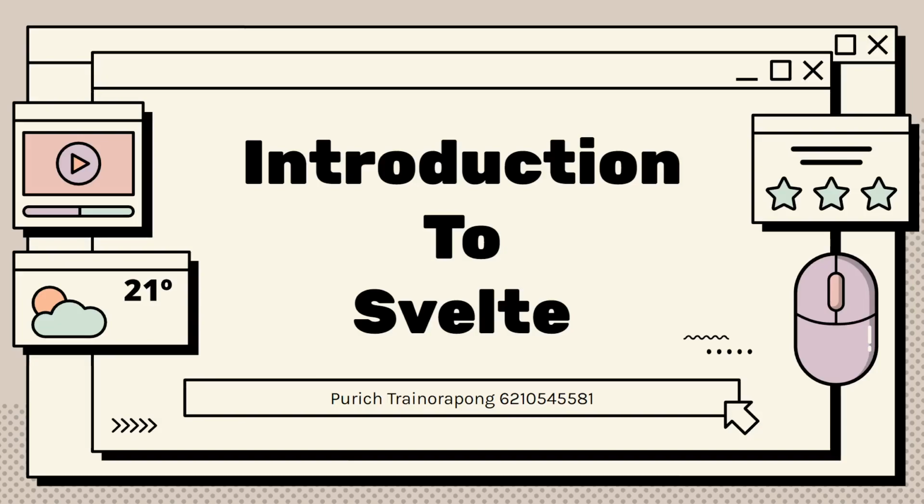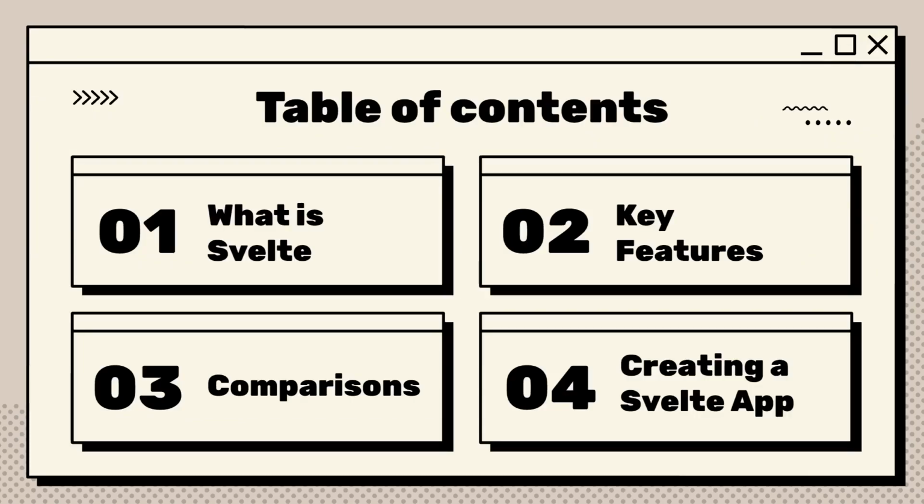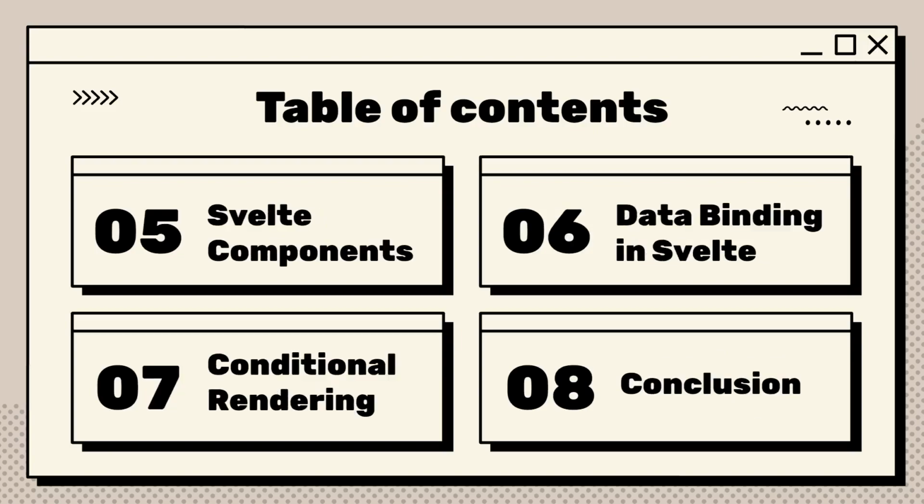Introduction to Svelte. So first, let's look at the contents that I will be covering in this video. The first is what is Svelte and the key features, and next is the comparison of Svelte to other frameworks that are popular right now, and I will be teaching you how to create a Svelte app very quickly. And then I will be introducing you to the Svelte components, data binding in Svelte, and conditional rendering. And lastly, we'll have some conclusion at the end of the video.